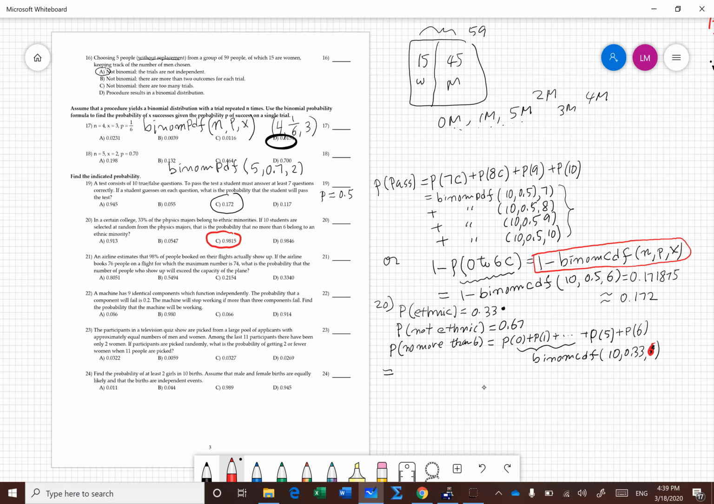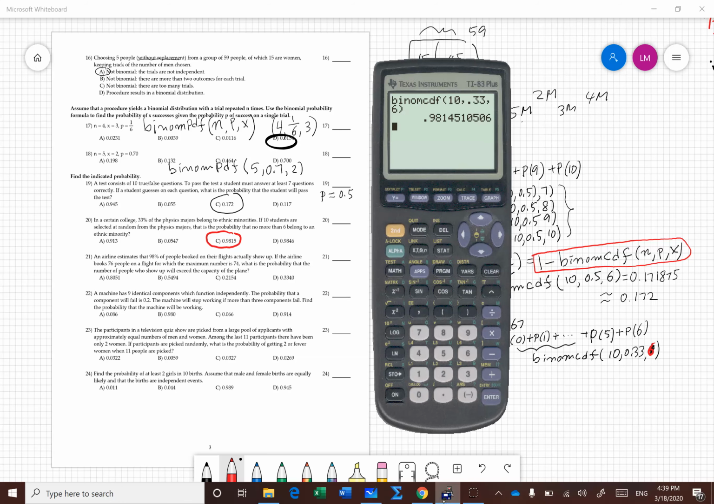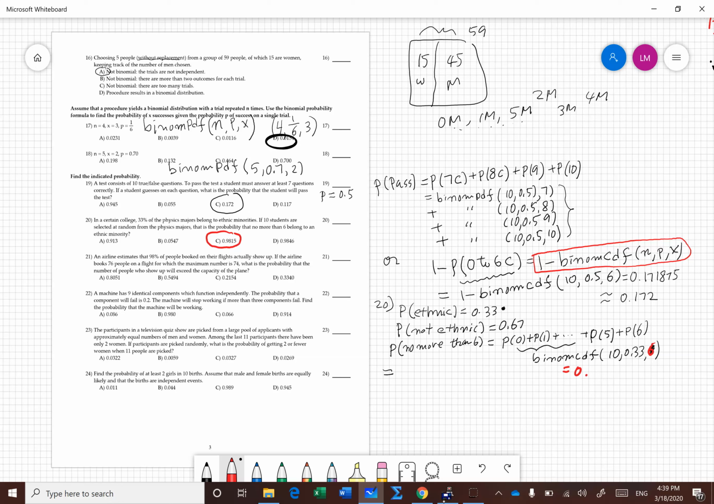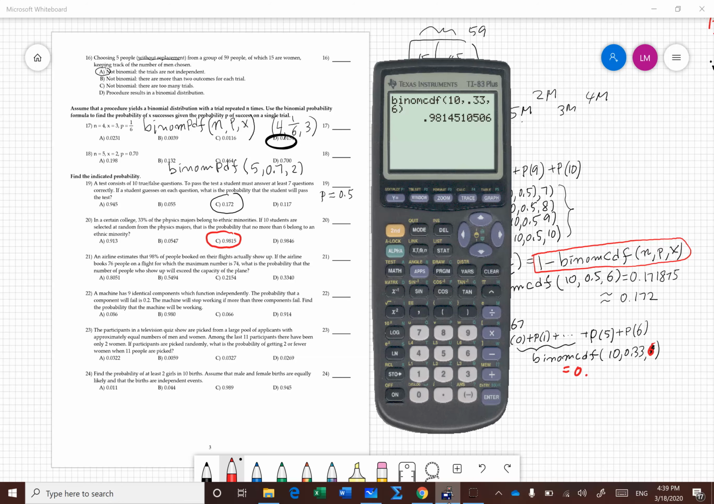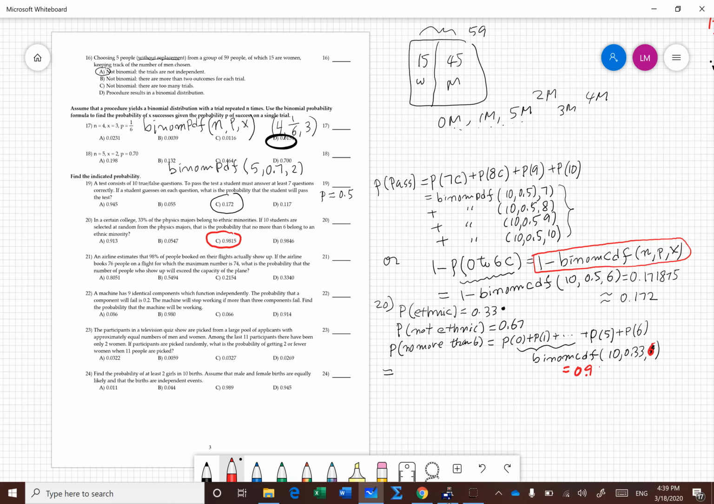Did you see the number, by the way? Hold it there. 0.98145. So when you round it, it is 0.9815. Okay. All right. Next one.